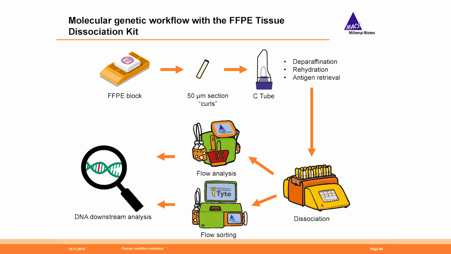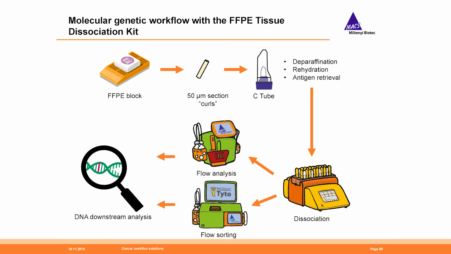We need 50 micrometer sections. So usually you would have a 4 to 10 micrometer section, but we actually need 50 micrometers because you want the cells to stay intact, because otherwise you'd be cutting them all open. And then afterwards, the deparaffinization, rehydration, antigen retrieval, it all happens in the tube, which is on this instrument, the gentleMACS. And then when you have, what it does here, basically your single-cell suspension, you can either go for flow sorting and then downstream DNA analysis, for example, or you can actually sort before that.